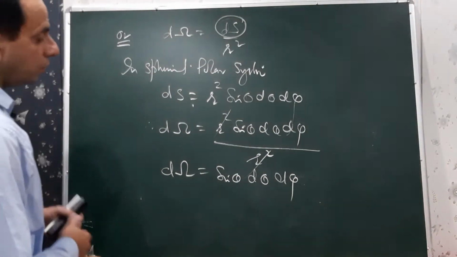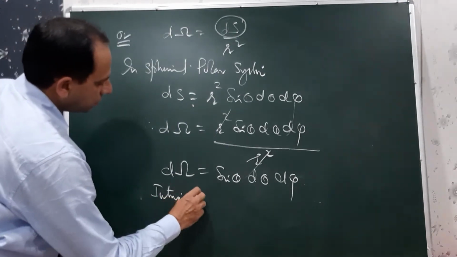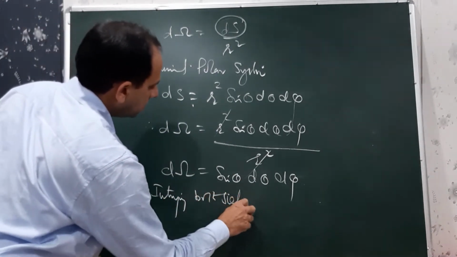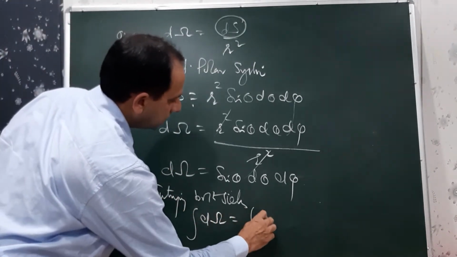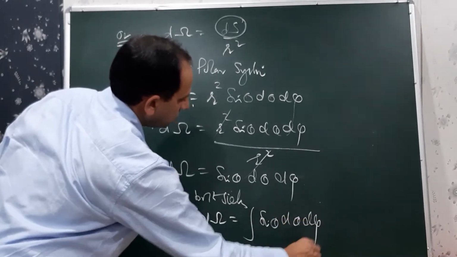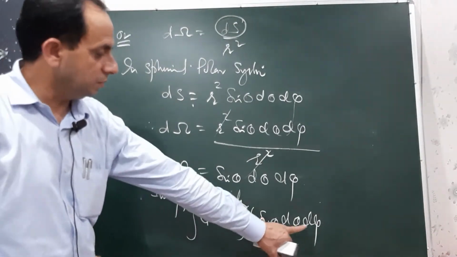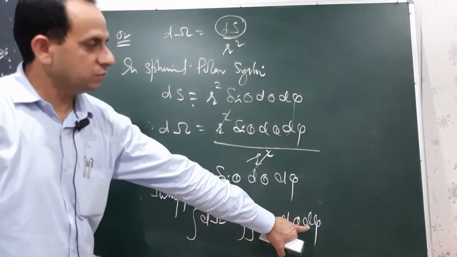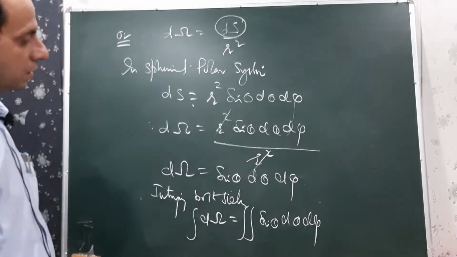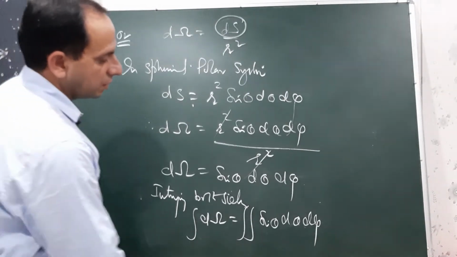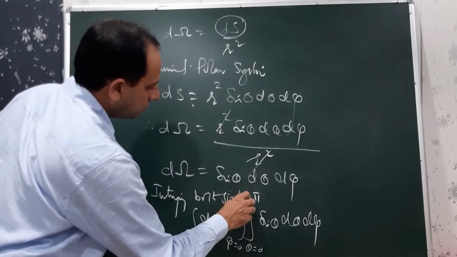Now, to find the total solid angle, again integrating both sides, that is integral of d omega is equal to integral of sin theta d theta d phi. So, on the right hand side the integral is a double integral, because there are two variables: theta is variable as well as phi is also variable. So, we will use the limits for theta and phi: theta varying from 0 to pi and phi varying from 0 to 2 pi.